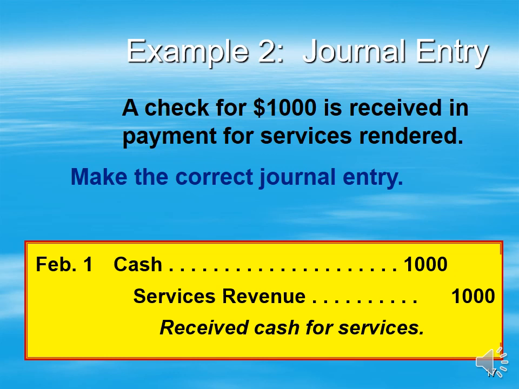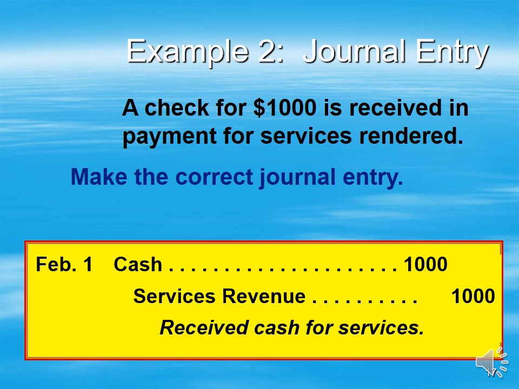So to do the journal entry for this transaction, you have to know the effect of this transaction on the accounting equation first. So what is the effect of this transaction on asset? When the customer pays, the effect is asset cash increases by 1,000. And then at the same time, this is a service revenue. Revenue is related to the owner's equity. So revenue increases.